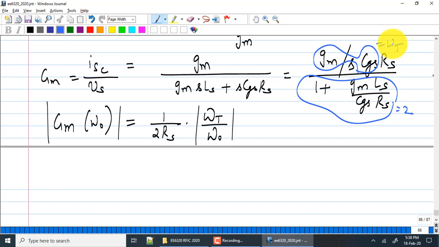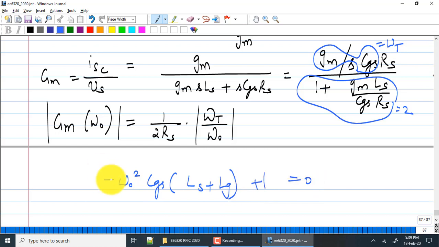Okay, where you applied omega naught square CGS, okay, into Lg plus Ls plus 1 is equal to 0. Right? What is the condition for omega naught? Omega naught squared CGS into Ls plus Lg plus 1. This is the condition. Rather, minus omega naught square. Right? Because you had a j omega whole square. So, this is the operating frequency.